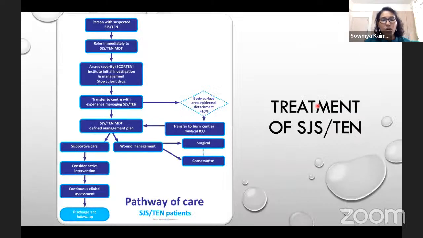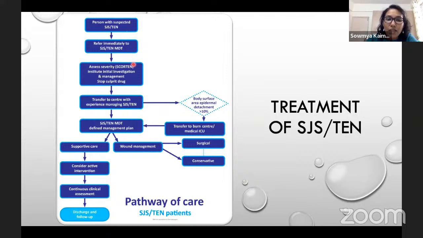Now coming to treatment of SJS-TEN, there's really no specific drug that can reverse the pathogenesis of SJS-TEN. Just like there is no specific test to find out which drug caused the disease, you also don't have a specific treatment till date. We'll come to some of the treatments that have been used and that are being used. But essentially, your first step in the treatment of SJS-TEN is to identify. Early identification itself is half the battle won, because you can refer.